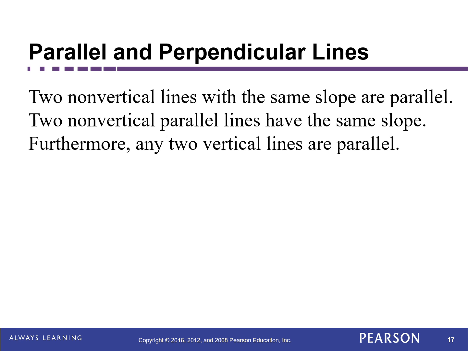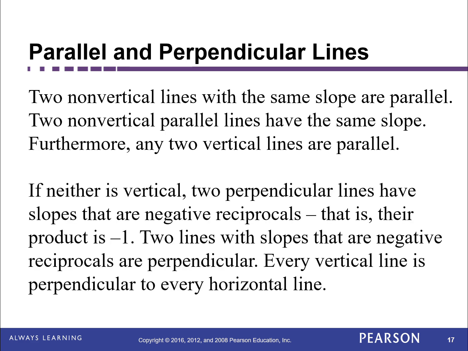Let's look at parallel and perpendicular lines. 2 non-vertical lines with the same slope are parallel. 2 non-vertical parallel lines have the same slope. Furthermore, 2 vertical lines are also parallel. If neither is vertical, 2 perpendicular lines have slopes that are negative reciprocals. That is, their product is negative 1. 2 lines with slopes that are negative reciprocals are perpendicular. Every vertical line is perpendicular to every horizontal line.